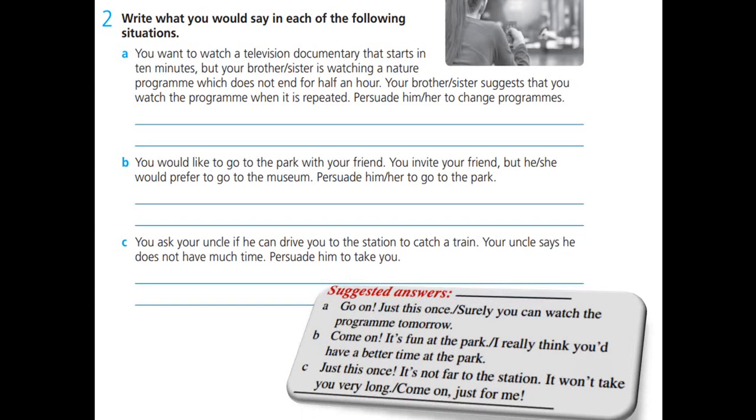Number C. You ask your uncle if he can drive you to the station to catch a train. Your uncle says he doesn't have much time. Persuade him to take you. You can just say, just this once. It's not far to the station. It won't take you very long. Come on, just for me.